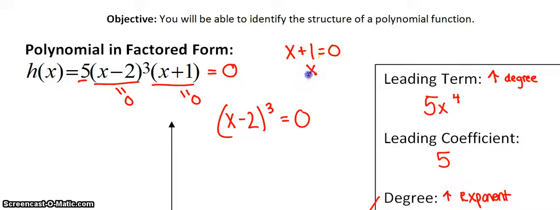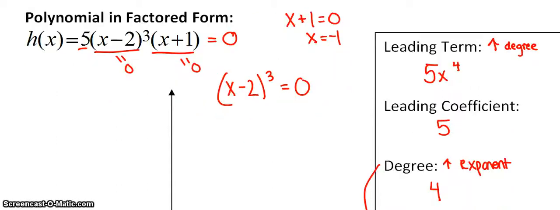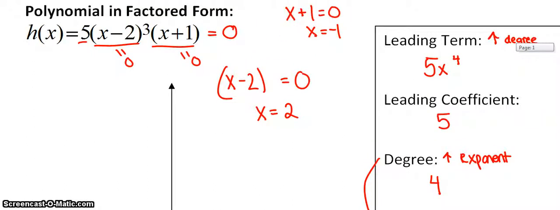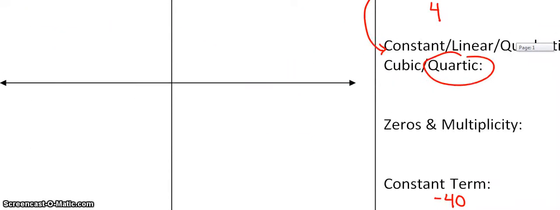Now this one's a little bit easier to solve. You just subtract 1, you get x is negative 1. This one is a little bit different because you have that cube. So in order to undo a cube, you would do the cube root of both sides. Now if you do the cube root of 0, it's just going to be 0. So not that you can ignore the cube root, but it's not going to change the problem. So our zero still is 2. So in this case, we have two different places where this function will cross the x-axis, at negative 1 and 2.